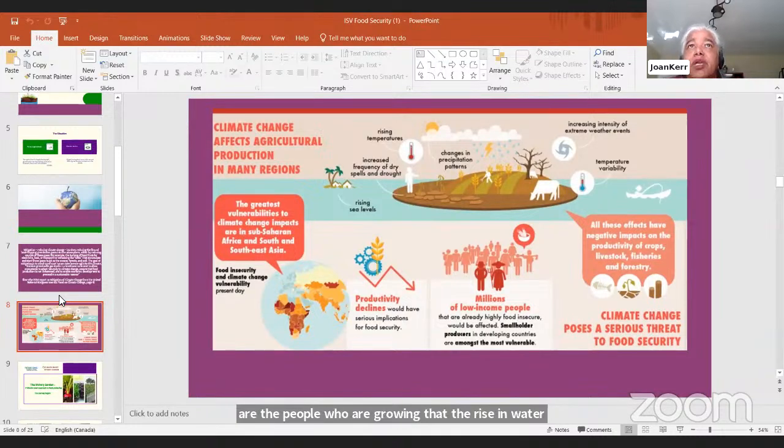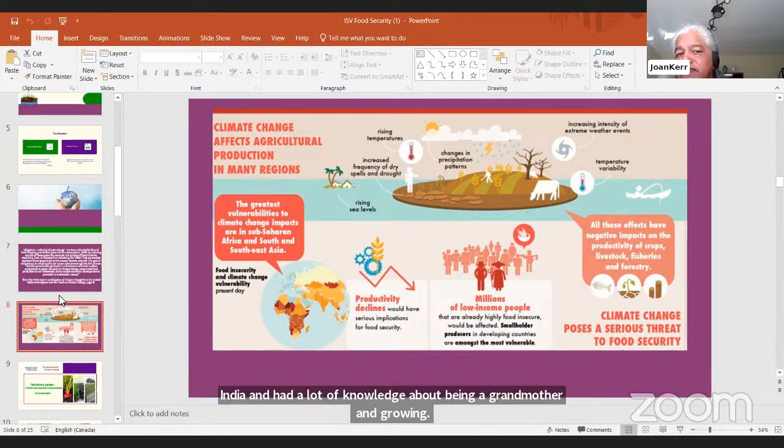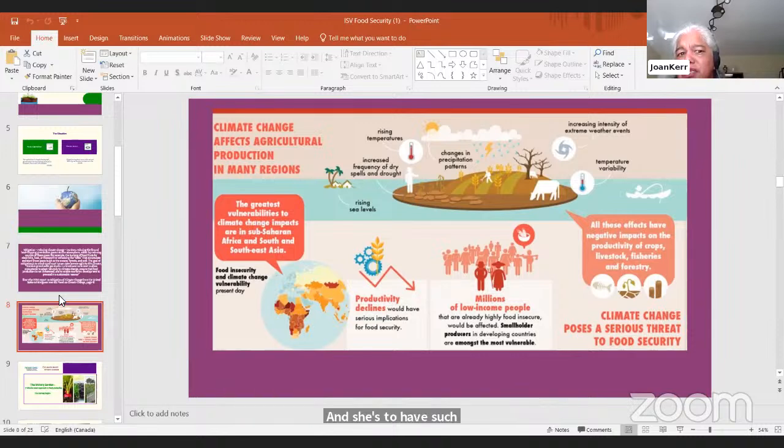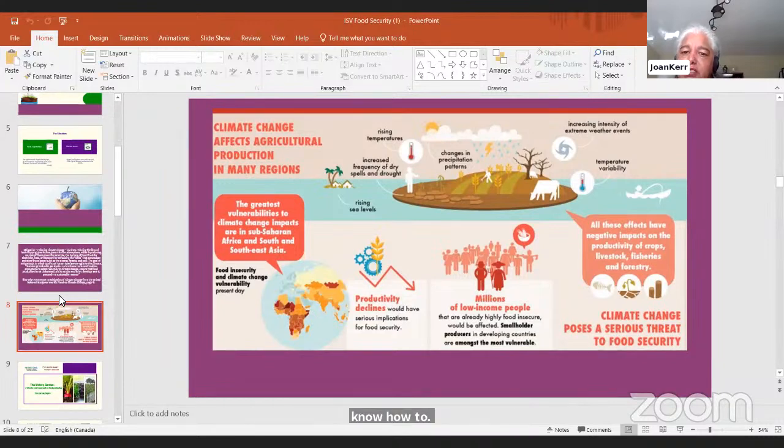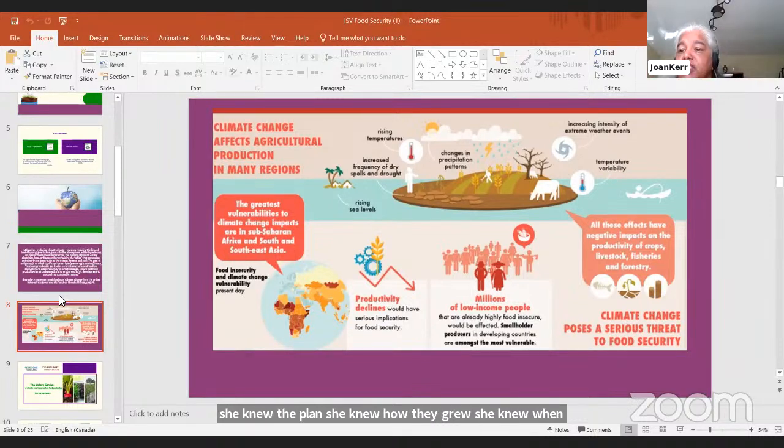There is an old saying I know from my own experience with my great grandmother, who was from India and had a lot of knowledge about growing. She had such vast knowledge, but she wouldn't know how to address climate change now. She knew the plants, she knew how they grew, she knew when to plant them, but a lot of that has changed because we have to do a lot of adaptation to the changing weather.